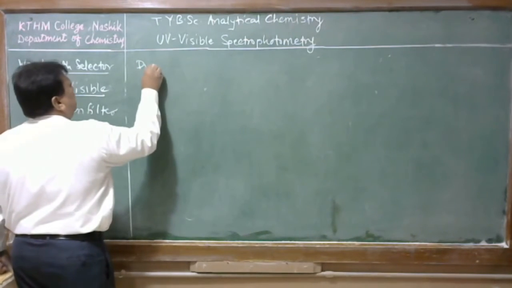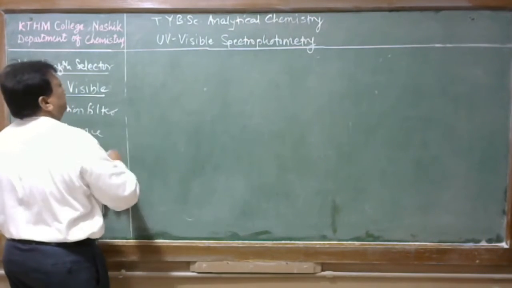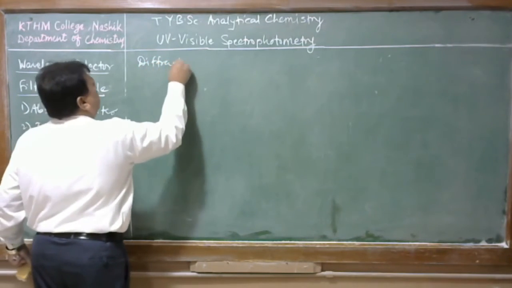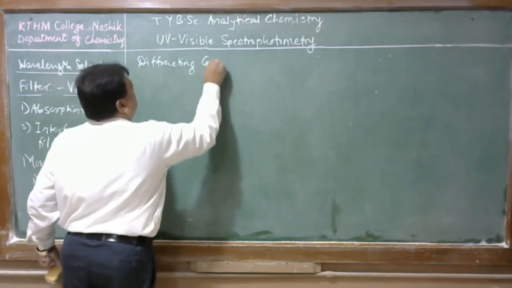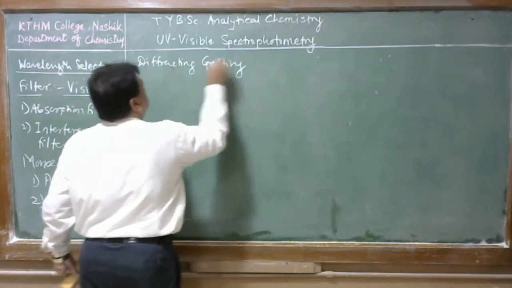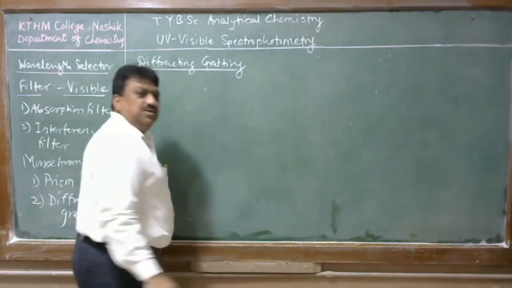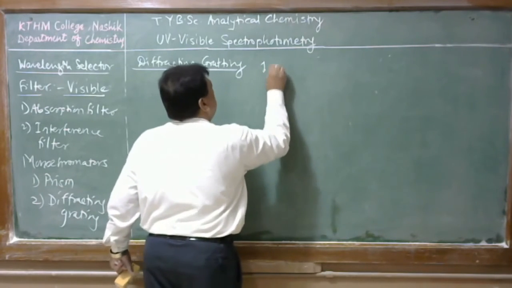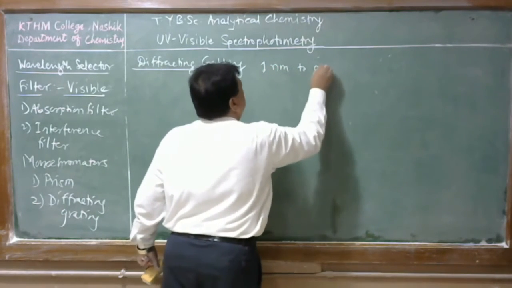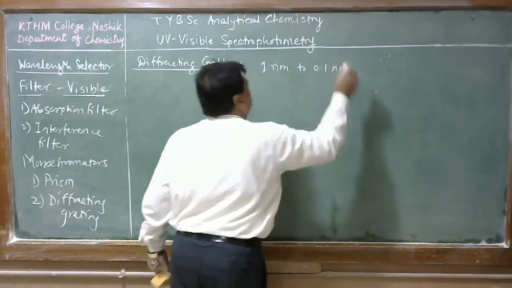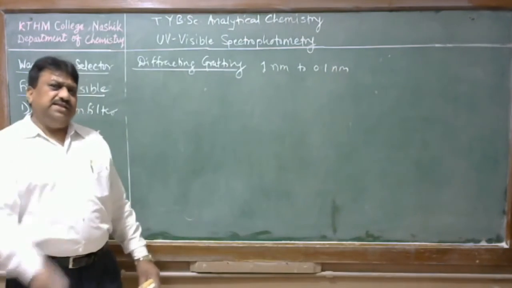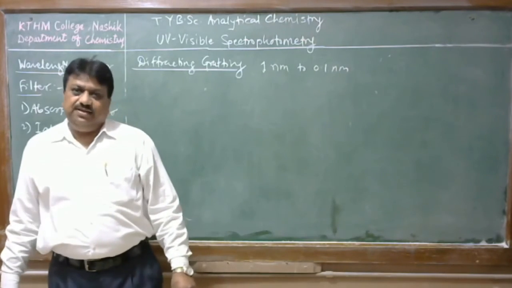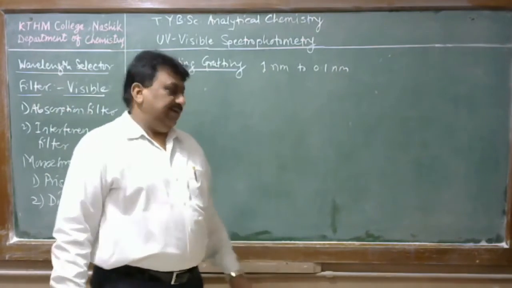Diffracting gratings are a special type of monochromator that isolate a wavelength from 1 nanometer to 0.1 nanometer. A sharp line or a sharp band of wavelength can be obtained by using a diffracting grating.